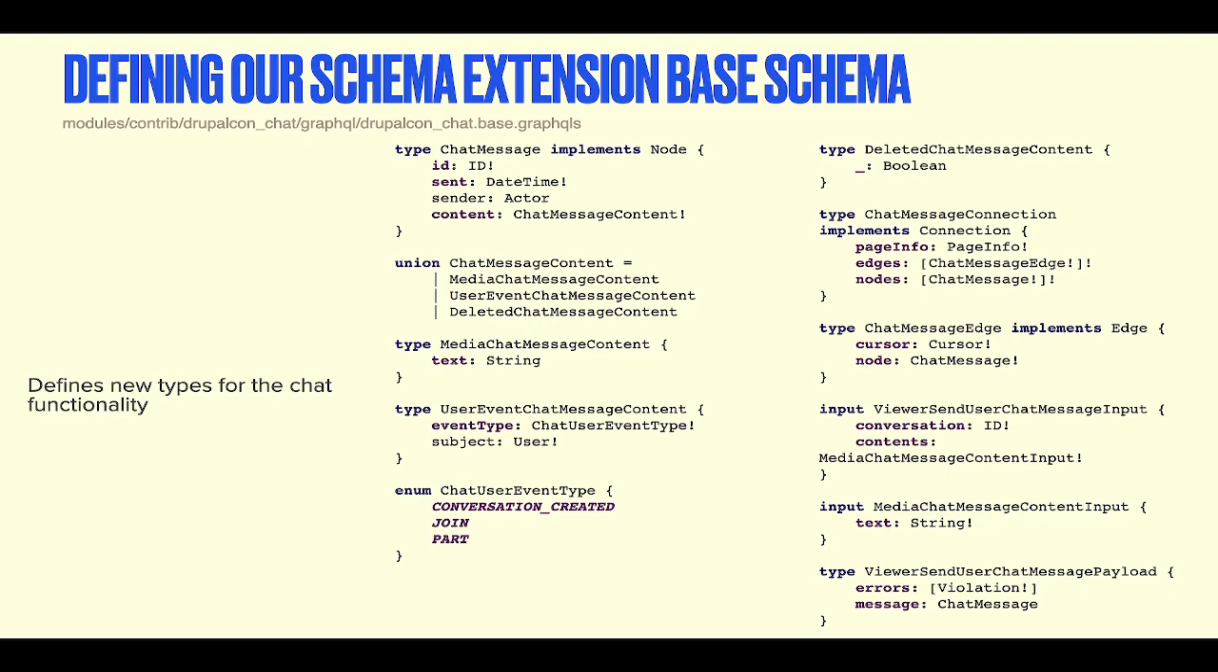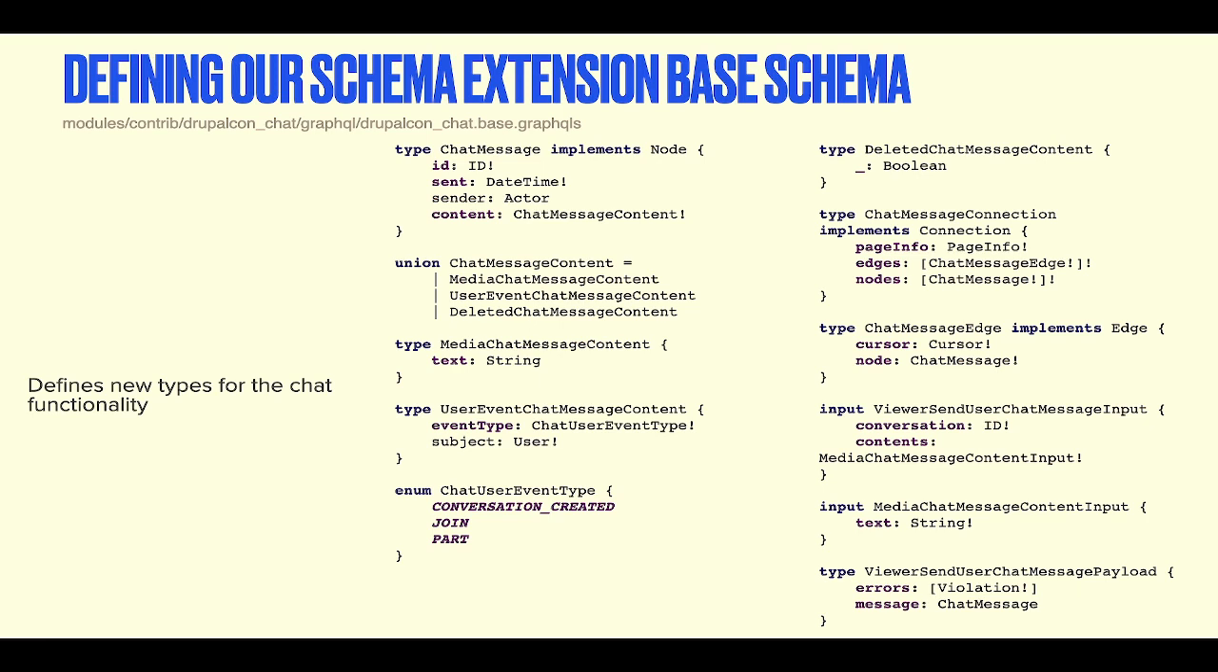And if we look at the concrete types for those, we see our media chat message content with the text fields, the user event chat message content, which has an event type enumeration, either conversation created, join, or part, as well as the subject, who it happened to. And our deleted message content is a little bit special because GraphQL doesn't have empty types, but if a message is deleted, there's nothing there. So we give it the underscore Boolean field that's nullable. That's not a queryable field, but it does give us a concrete type.